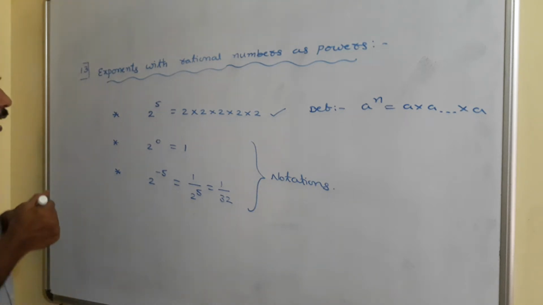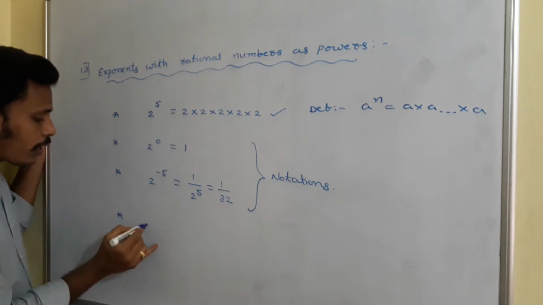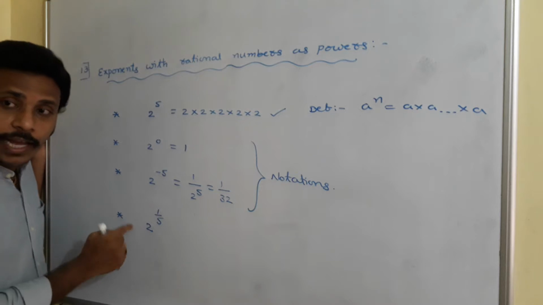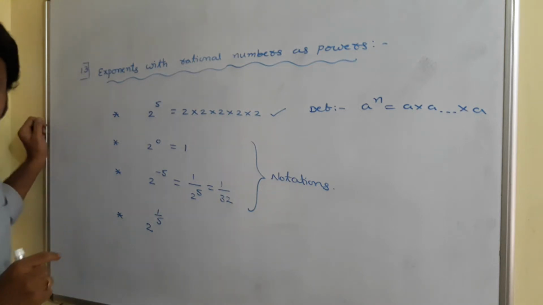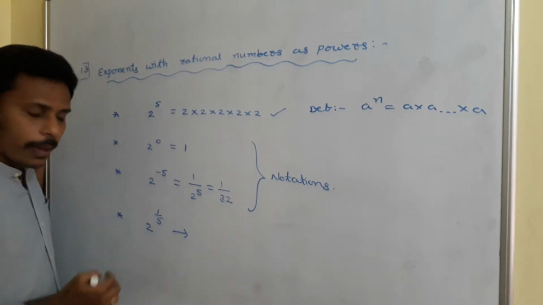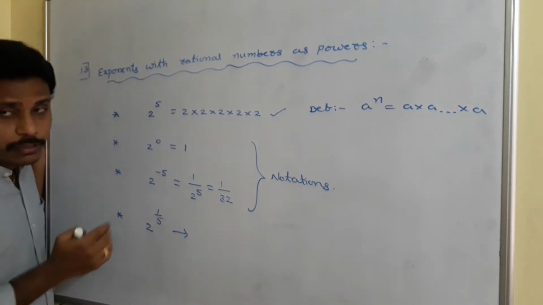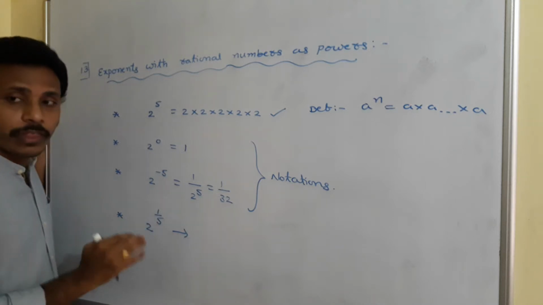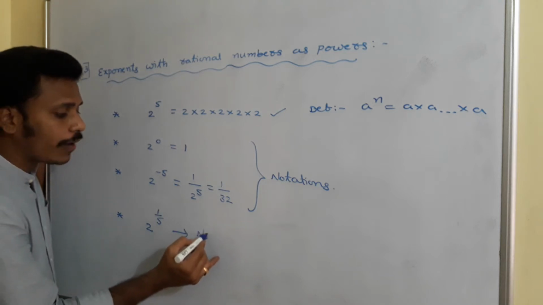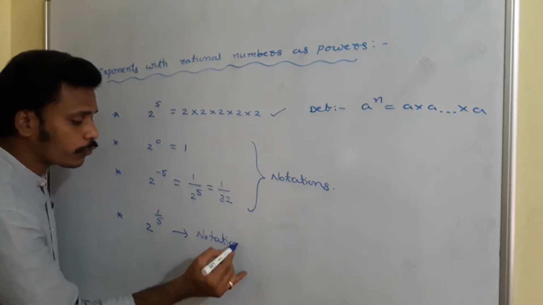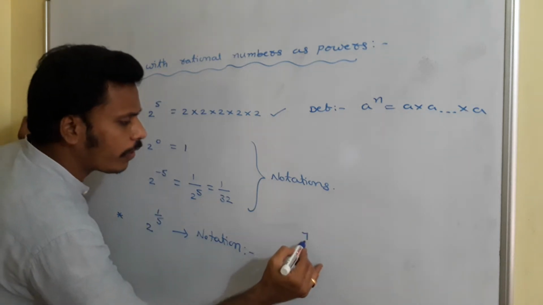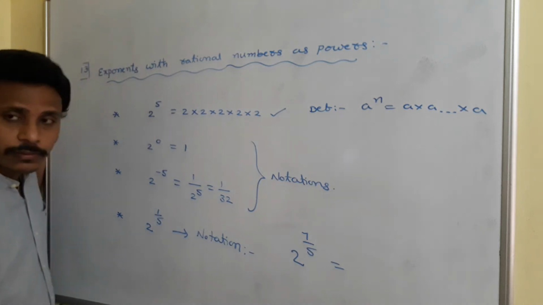In the same way, now our target is to learn about 2 power 1 by 5. 1 by 5 is a rational number, and we need to think about 2 power 1 by 5. What does it represent? Multiplication of 2 for 1 by 5 times is also meaningless as per the definition of a power n, and we need to develop a notation for this. The same goes for any rational number, not only 2 power 1 by 5. If I have 2 power 7 by 5, what does it mean?